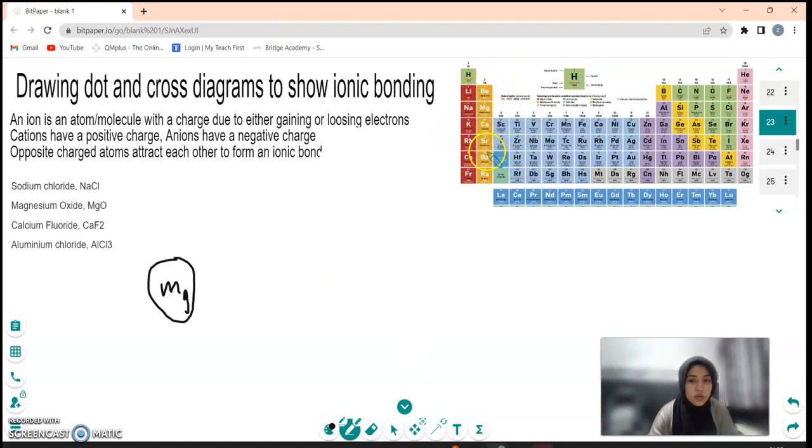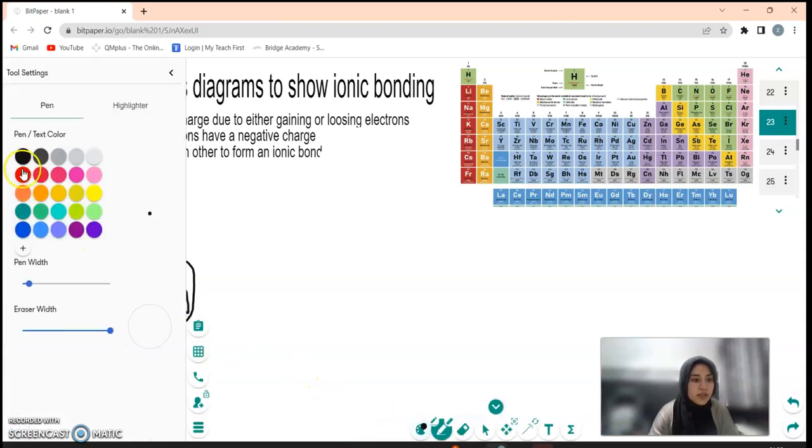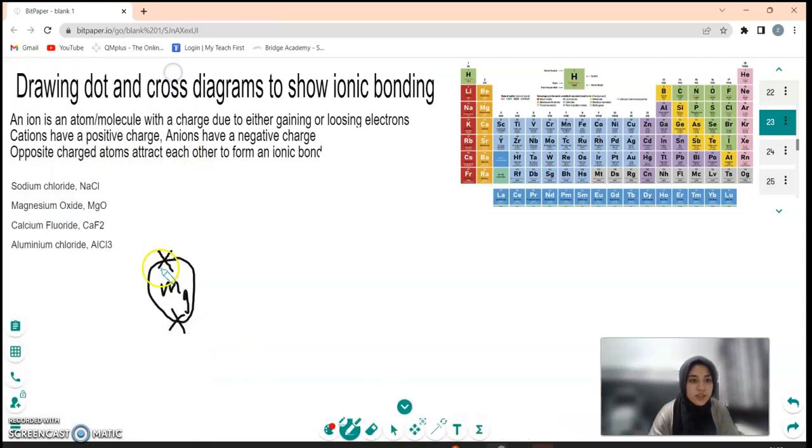So how many electrons would magnesium have on its outer shell? Correct, yeah, that's 2 electrons on its outer shell. So let's draw the electrons as crosses for now. Maybe we could draw it in a different color. So we'll draw the electrons in red. So magnesium has 2 electrons it can share, okay?